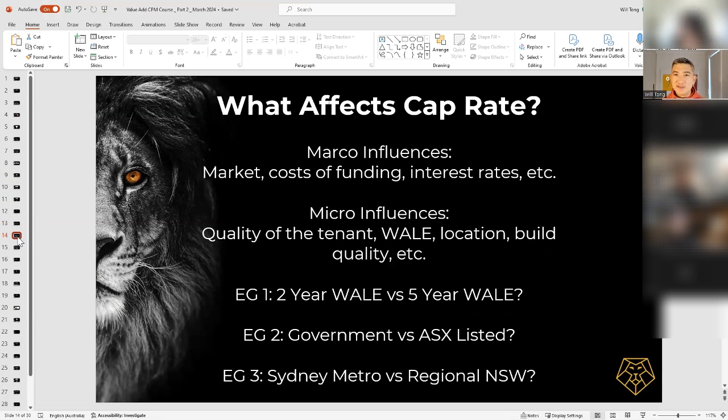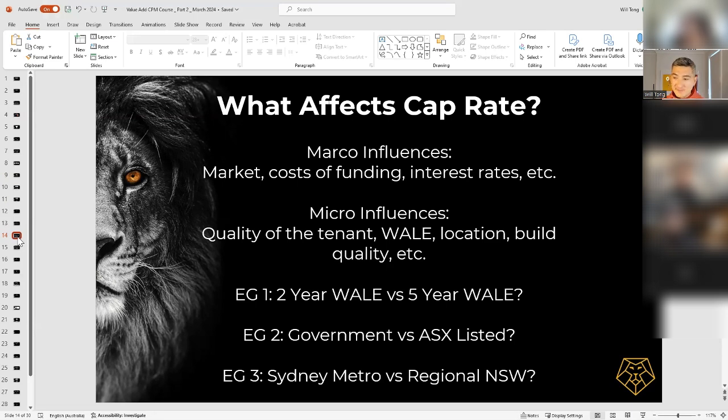So what are some of the things that influence cap rate? I just explained cap rate is basically a measure of the expected return, but is also a reflection of the perceived risk on an asset. So you've got macro influences and you've got micro influences that could affect cap rate. Some of the macro influences will be obviously the market movement. So where's the money going? Are people favoring stocks at the moment, or commercial property, or investing in businesses? Like, where's the market? So market is a big influence over cap rate.